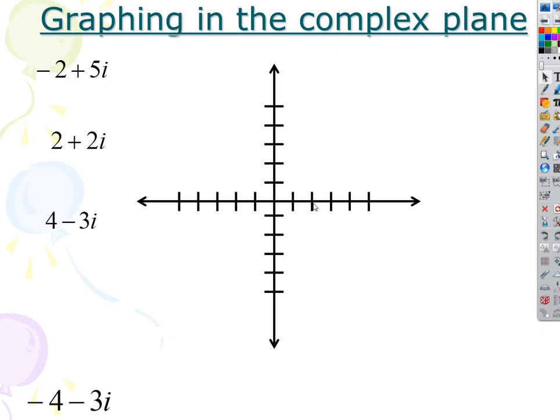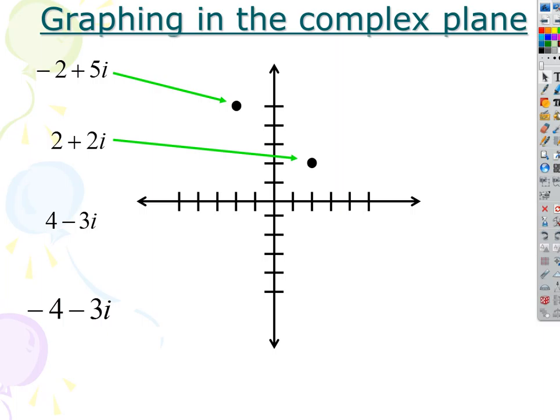Okay, it's going to be -2, +5. You're right. It's going to be right there. Okay. Where is the next one going to be? 2, 2. Okay, it's going to be right there. Next one's going to be over 4 down 3, right? It's easy. Next one is back 4 and down 3.